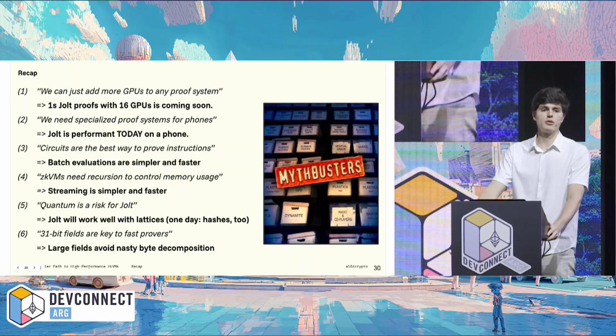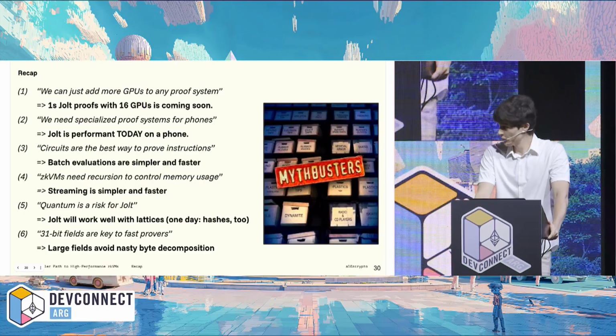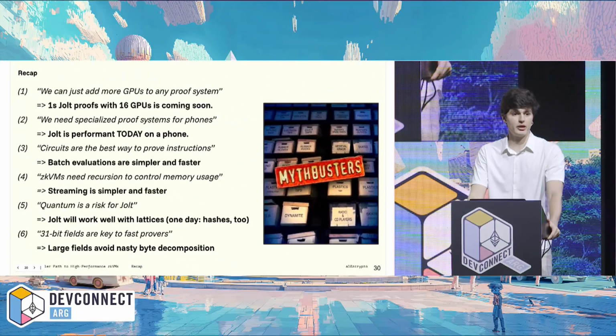Batch evaluations are both simpler and faster than circuits. Circuits are bug-prone, and they should die. Streaming is simpler and faster than recursion, which is also a very brittle primitive. Jolt today works well with curves and will soon work well with lattices. And lastly, we avoid this nasty byte-by-byte decomposition that makes other zkVMs slow.